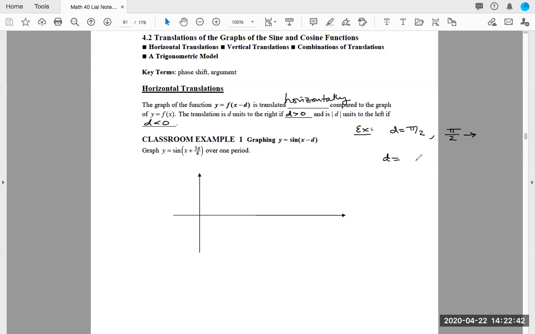If d comes out to be negative pi over 2, that means I have shifted an absolute value of d, which is still pi over 2 units, but I've shifted this time to the left.